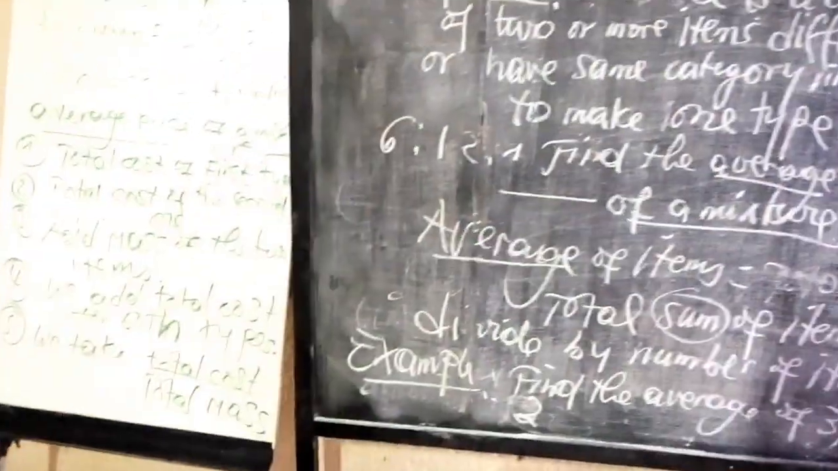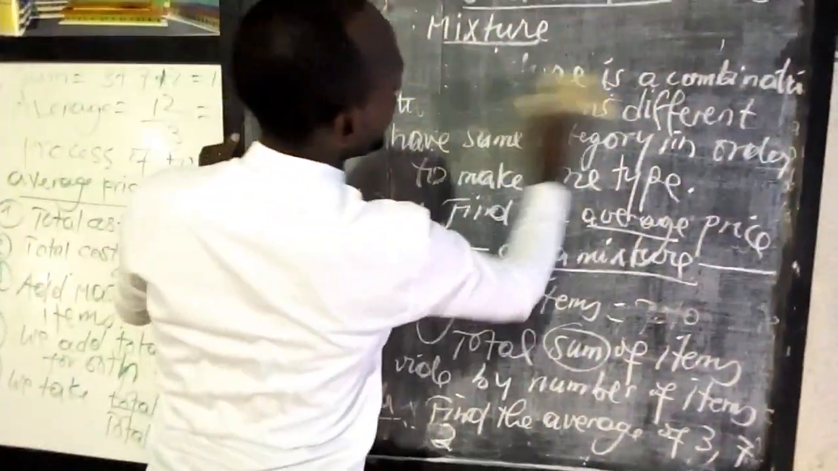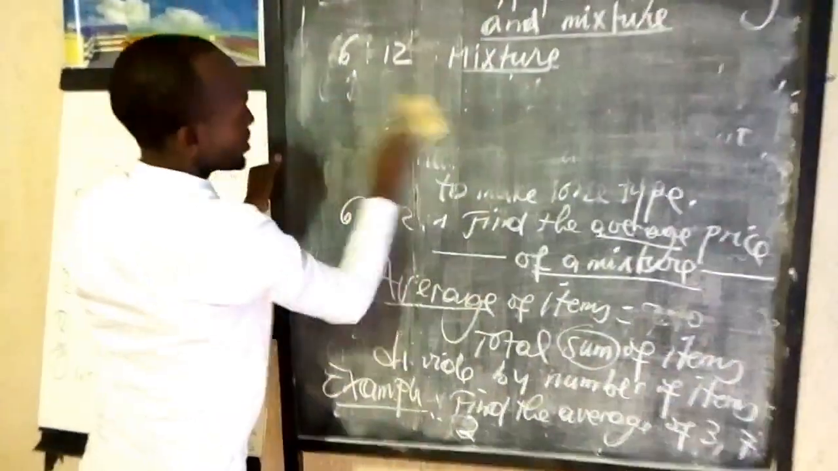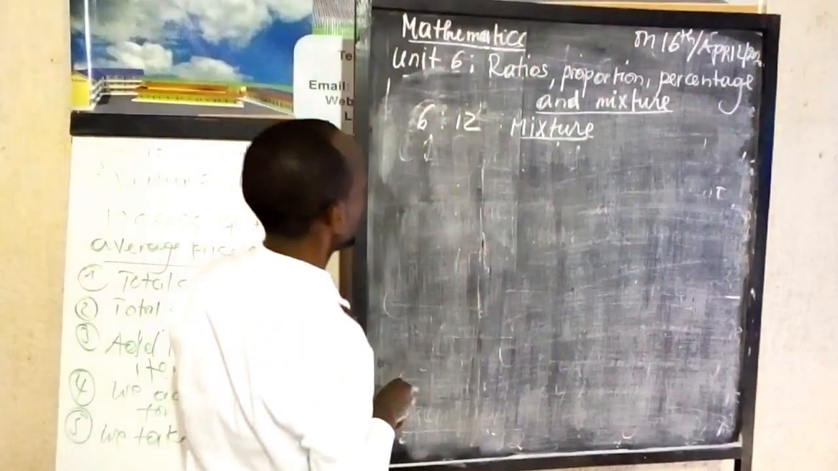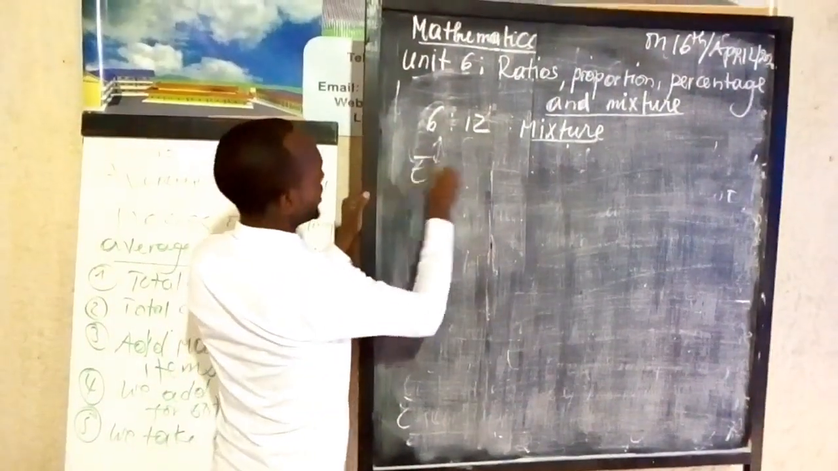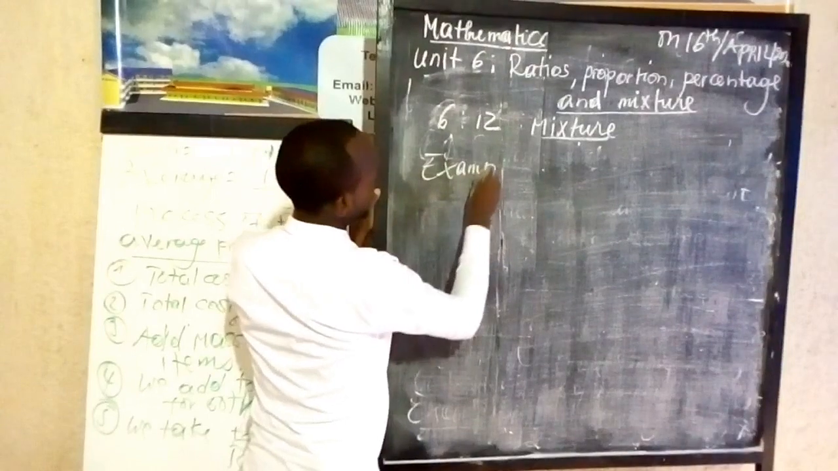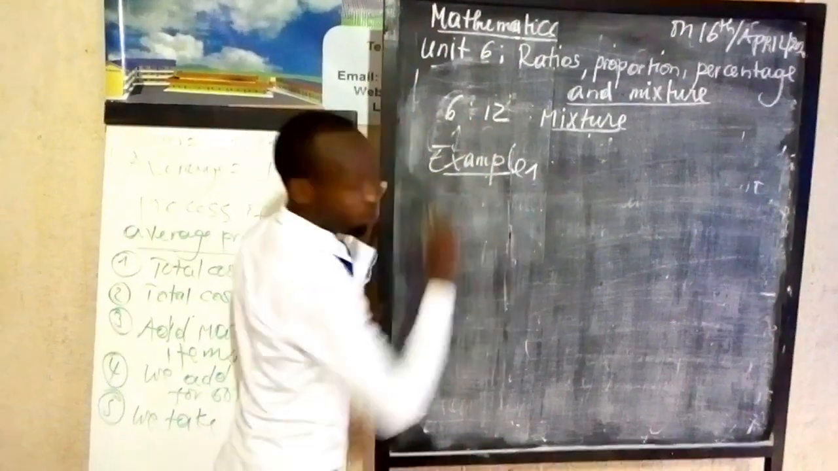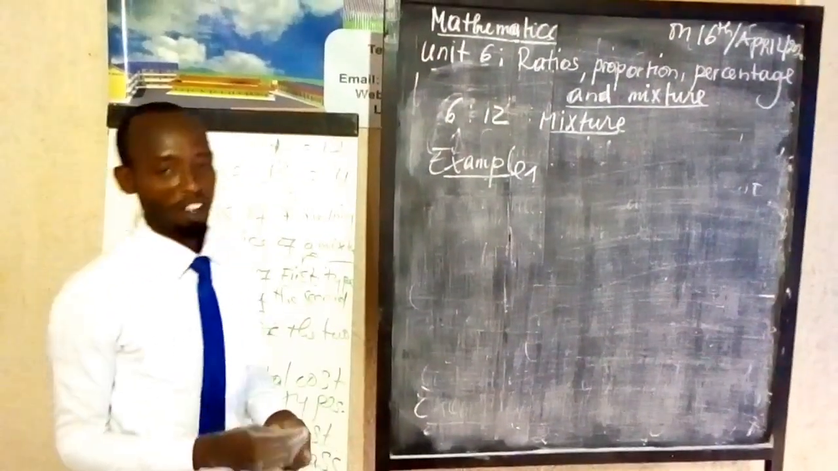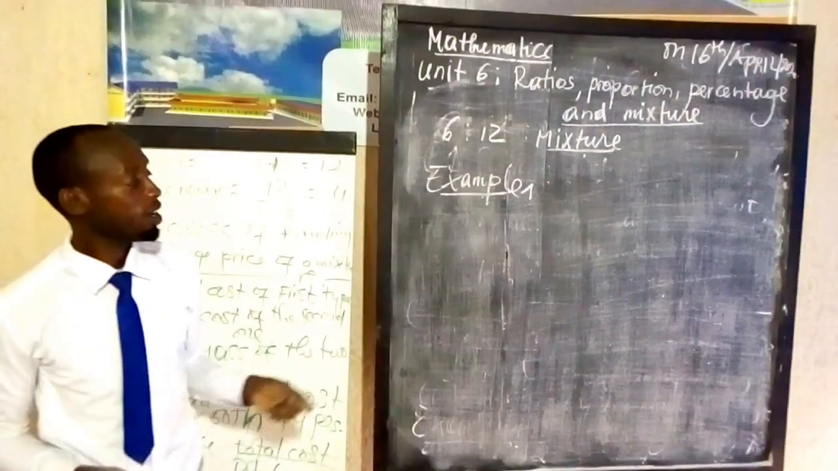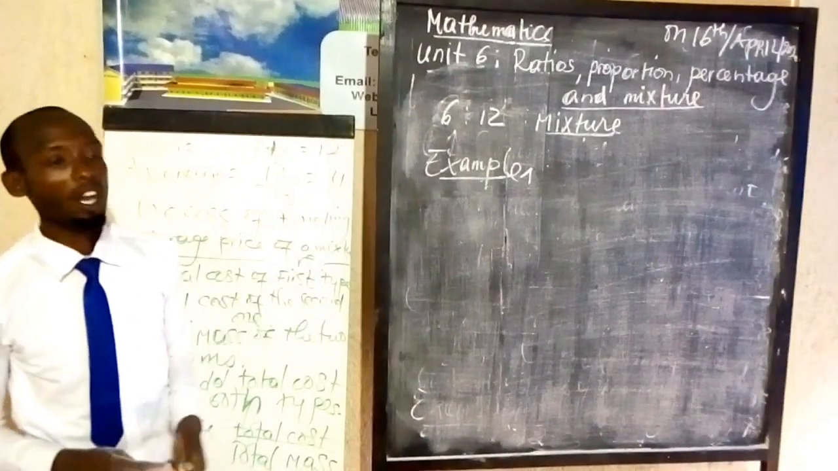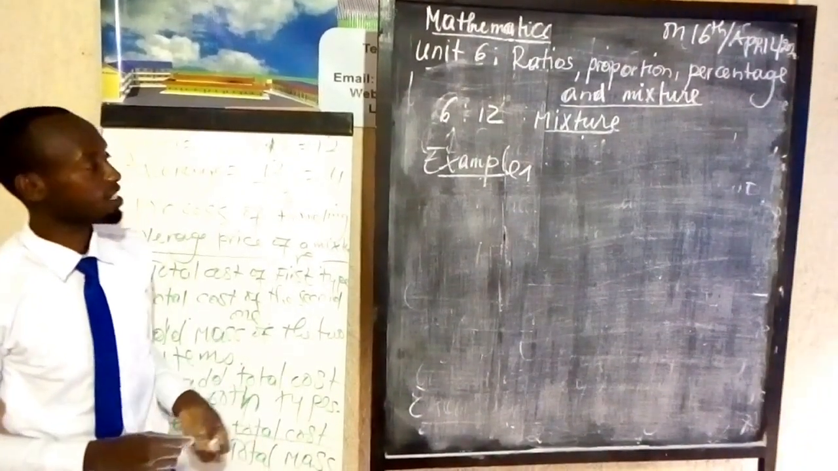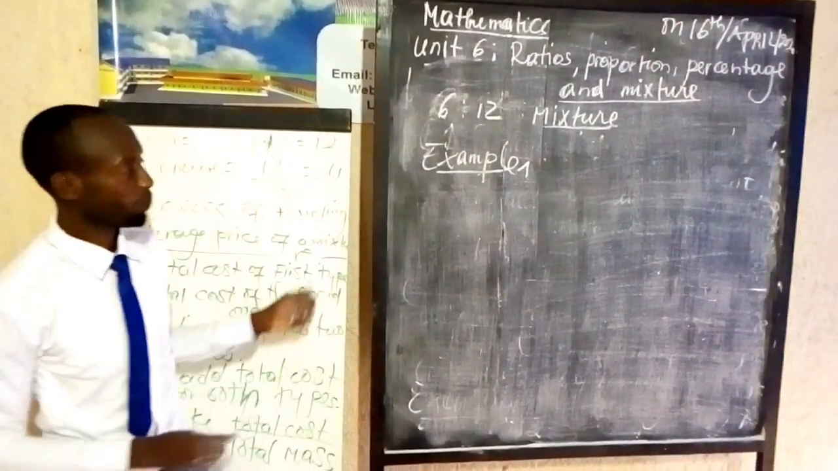Let's come back with an example of finding the average price of a mixture. I'm going to give you example 1. Then after following example 1 and example 2 that I will give you, you yourselves will be able to do the exercise that will be written down.